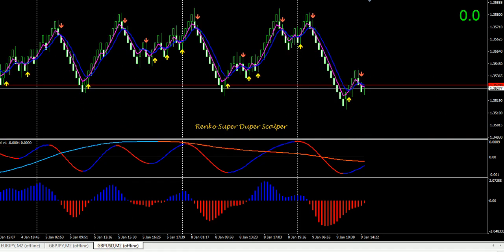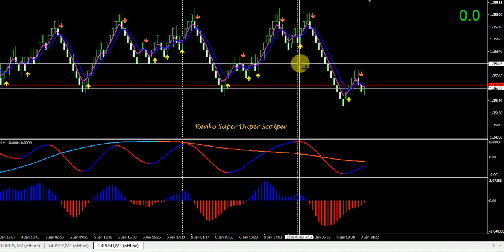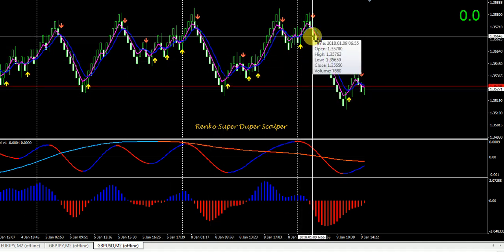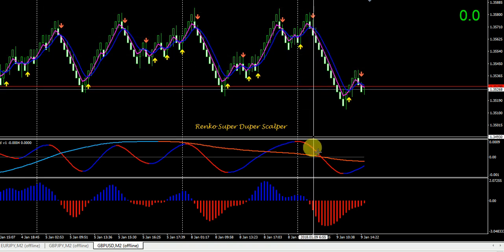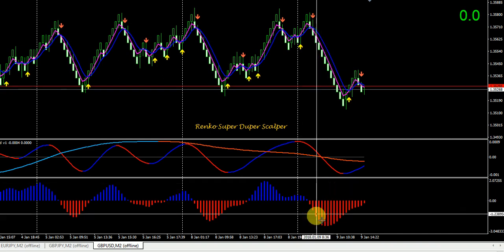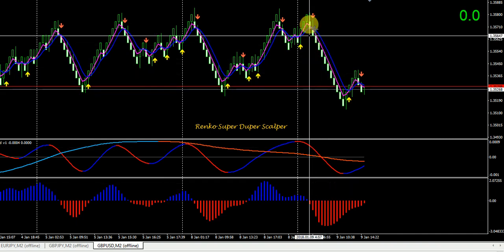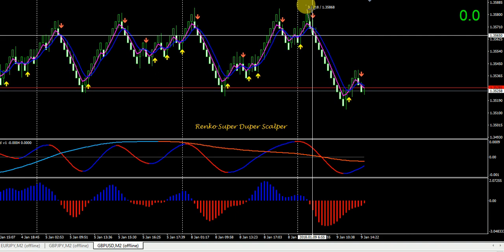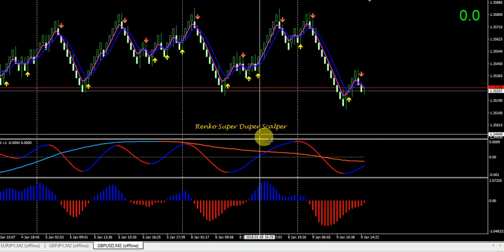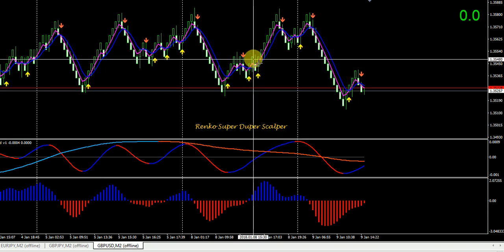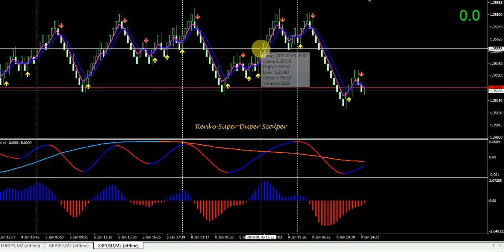pound dollar today. The sell setup happened here, arrow, this line red, and histogram red. So sell here, stop loss here, 21 pips, and TP 21. So yesterday buy setup here, arrow here, and here buy. The pips stop loss here.